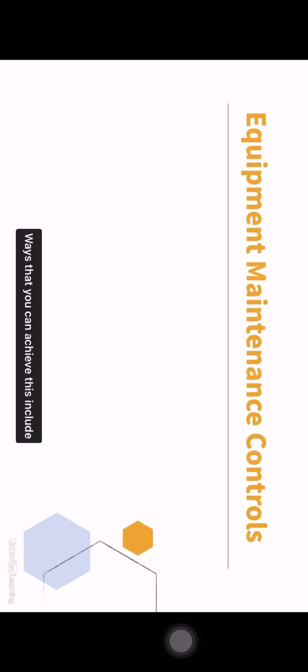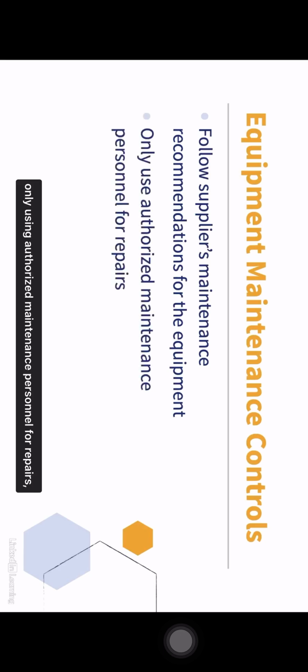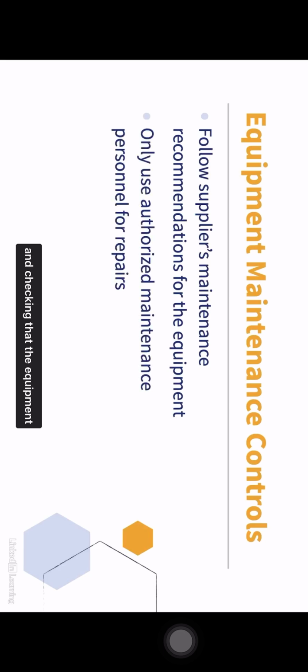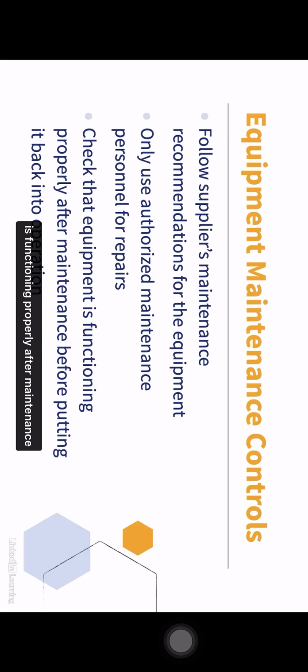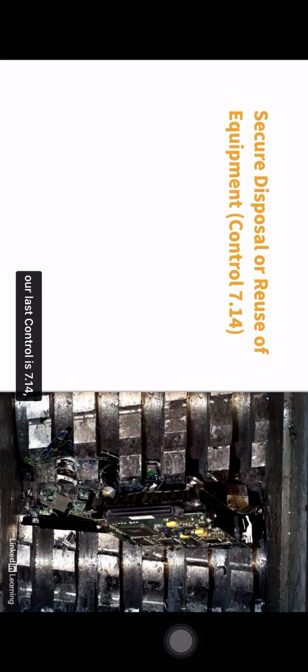Ways that you can achieve this include following the supplier's maintenance recommendations for the equipment, only using authorized maintenance personnel for repairs, and checking that the equipment is functioning properly after maintenance before putting it back into operation. Speaking of good equipment management practices, our last control is 7.14, Secure Disposal or Reuse of Equipment.